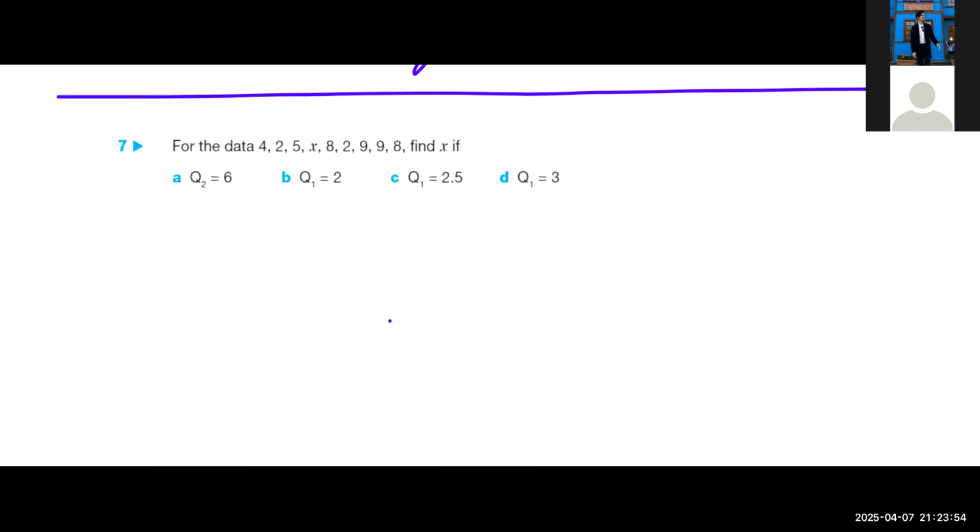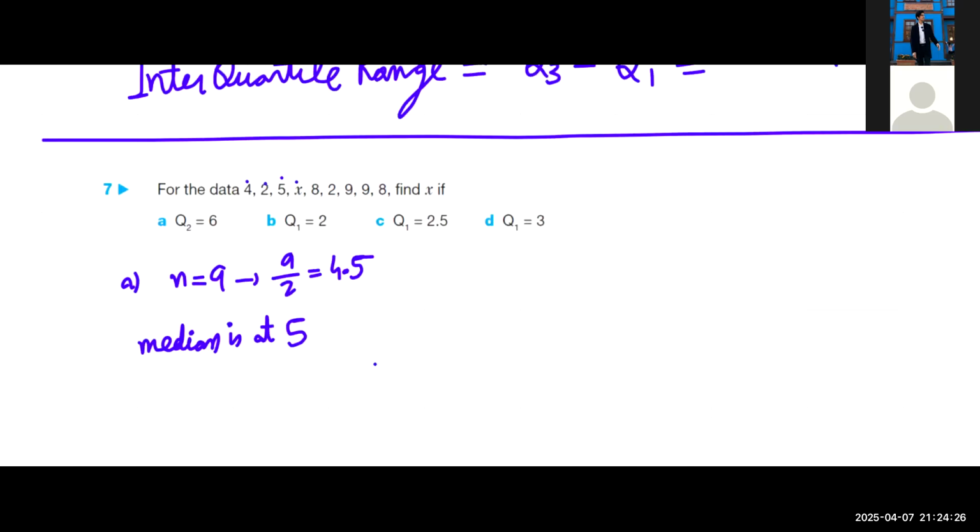Okay, first of all, how many data points do we have? We have 9 data points. Okay, which means that the median is at, if you do the half of 9, by the way, you get 4.5. So where is the median then? If you get a decimal answer, what do you do to find the median position? Round it up. So it's going to be at the fifth term. 1, 2, 3, 4, fifth. That is your median. Huh? How is that possible?